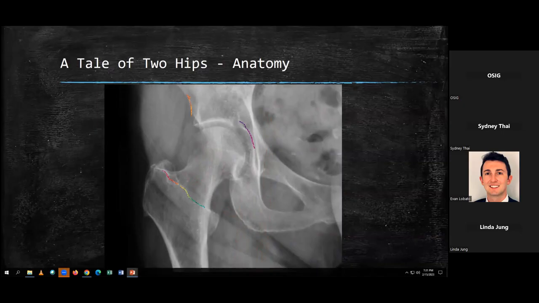Anyone want to tell me what envelops joints in our body? Does that make sense? The capsule. So there's always soft tissue that covers our joints. Over our knee, there's a capsule, ankle, there's a capsule, and over the hip as well, there's a capsule.